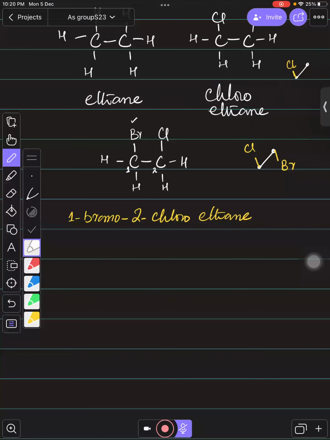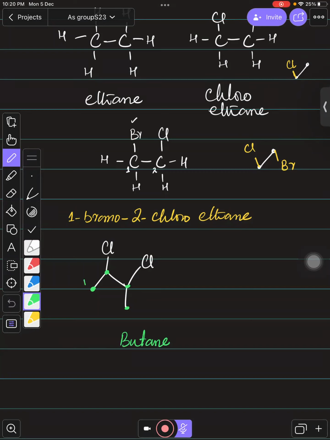Yes. So suppose we have this structure. Bacho, what is the name of this structure? You can see this is one carbon, two carbons, three carbons, four carbons. Whenever you have four carbons, you call this butane.